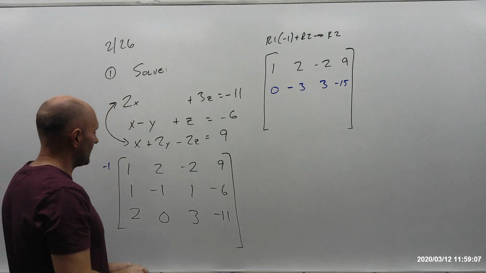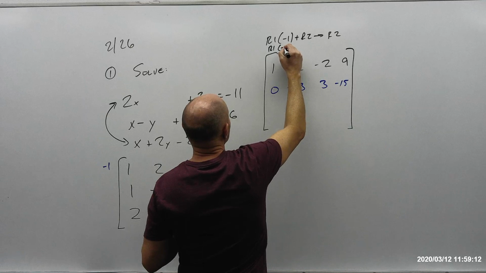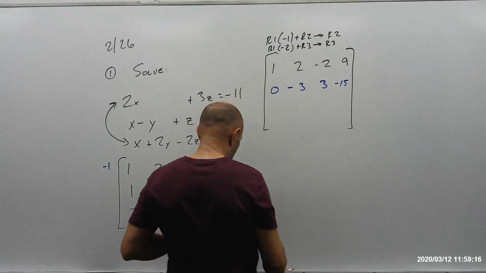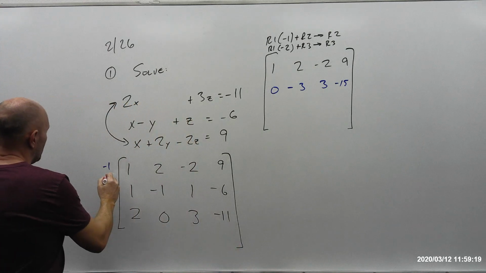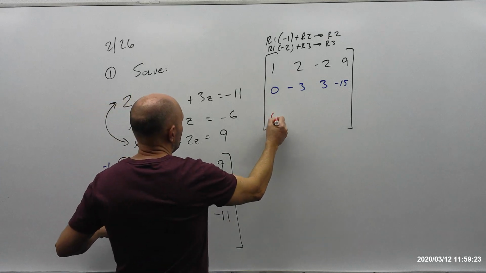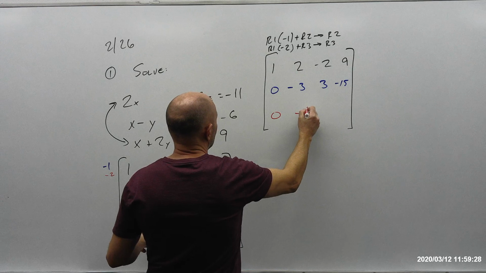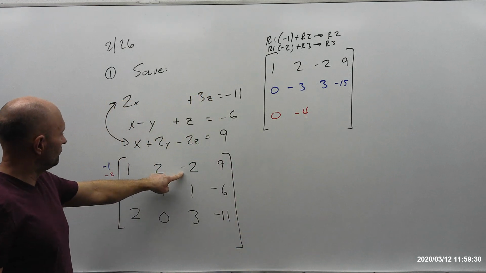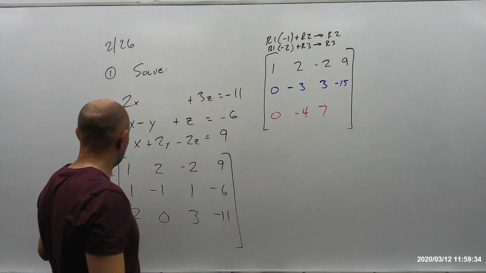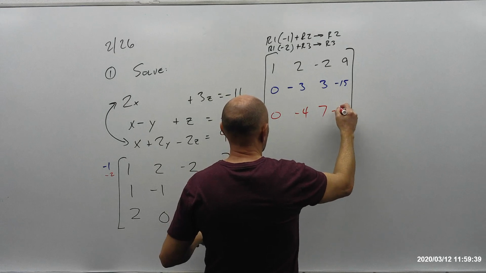For the last row, I want a 0 where the 2 is. That's going to be row 1 times negative 2 plus row 3 gives me a new row 3. Negative 2 times 1 is negative 2 plus 2 is 0. Negative 4 plus 0 is negative 4. Negative 2 times negative 2 is positive 4 plus 3 is 7. And negative 18 minus 11 is negative 29.